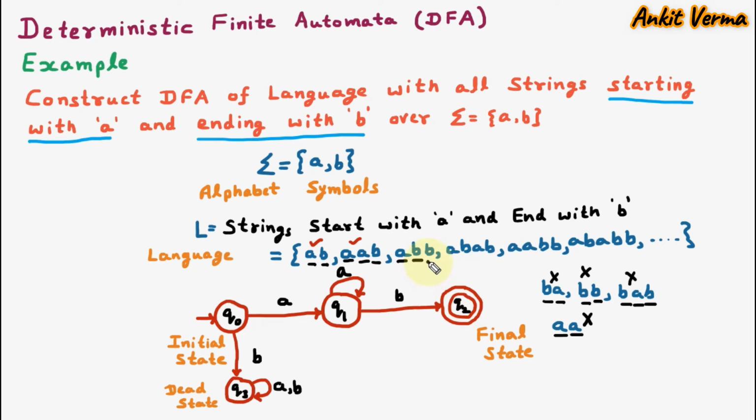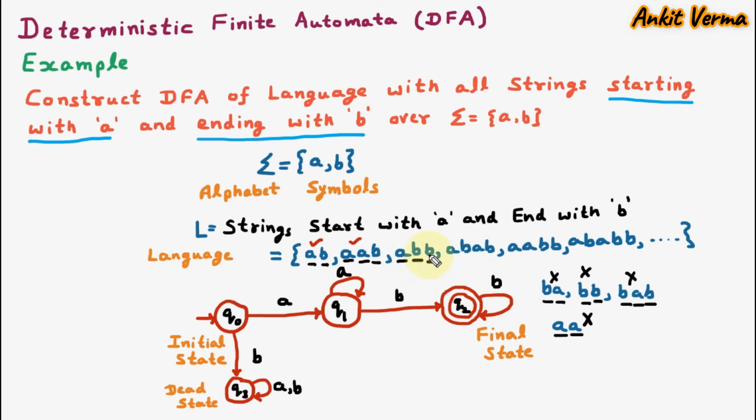Now when the next B is coming, so we are on Q2 and then B is coming. So here we have to apply the logic, the string starting with A and ending with B. That means if any number of times the B is coming at the end, we keep on accepting those strings. So here at the end we are providing the self loop, because when B is coming at the end, any number of times we keep on accepting.